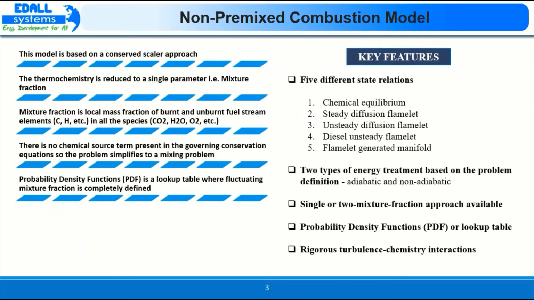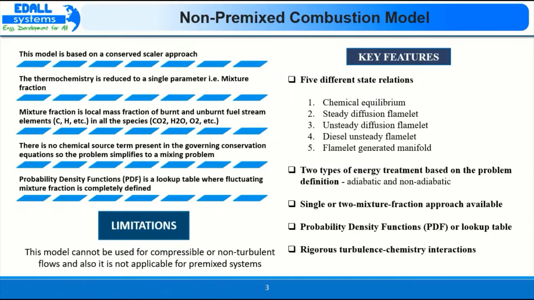Some of the key features of this model are: based on our problem, we can define 5 different state relations. It may be chemical equilibrium, it may be any flamelet model, etc. Also based on our problem, we can define what energy treatment the problem is dealing with, that is adiabatic or non-adiabatic. As I said about the mixture fraction, we can define a single mixture fraction problem or a 2 mixture fraction problem where 2 fuel inlet streams are present. Next is the probability density function or the lookup table. Also in this model, like species transport, rigorous turbulence-chemistry interaction is taken care of.